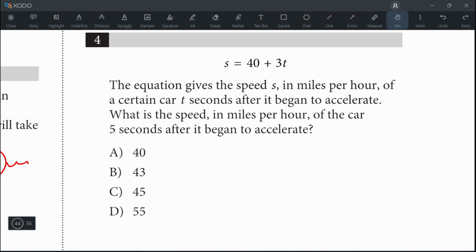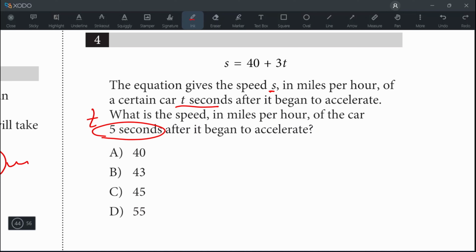The equation gives the speed s in miles per hour of a certain car t seconds after it began to accelerate. What is the speed in miles per hour of a car 5 seconds after it began to accelerate? So here we are given a function and we are given the values of x, or the values of time. In this case, it's represented in t.